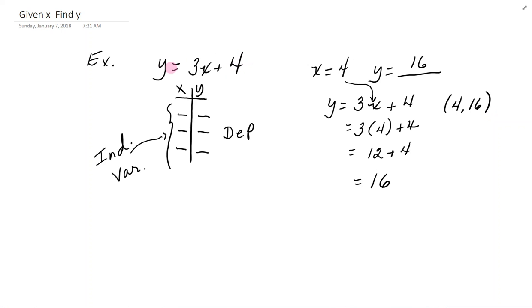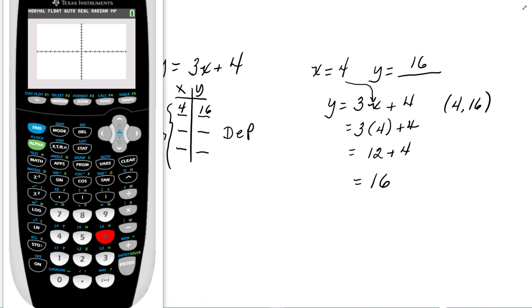Now, how do I do this with a calculator? How do I fill out a t-chart, putting in a 4? How can I get the calculator to help me calculate the y value? All right, going to my calculator. The first thing I need to do is the table set. If I go to second of the window key, it is table set.